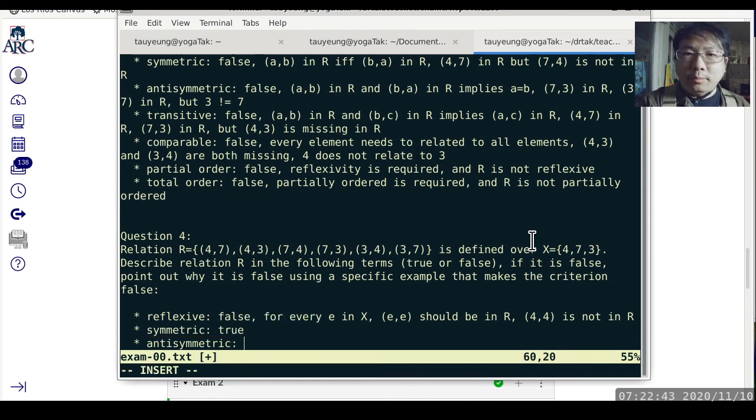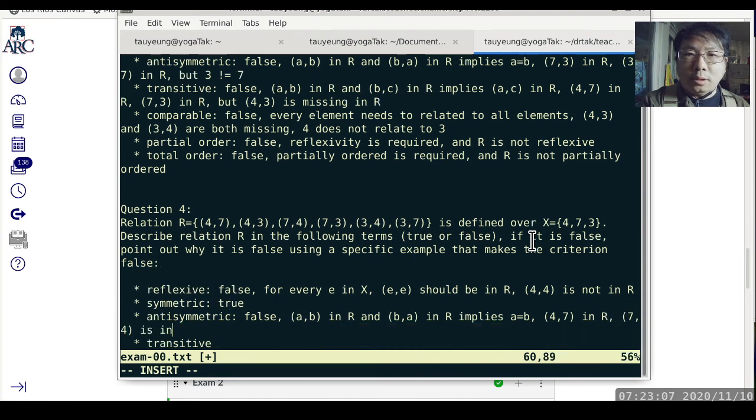Is it anti-symmetric? Clearly not. Okay, so we say false. And we quote the reason, because in order to be anti-symmetric, AB in R and BA in R implies A equals B. But in this case, 4 7 is in R, 7 4 is in R, but 4 does not equal 7. Is it transitive?